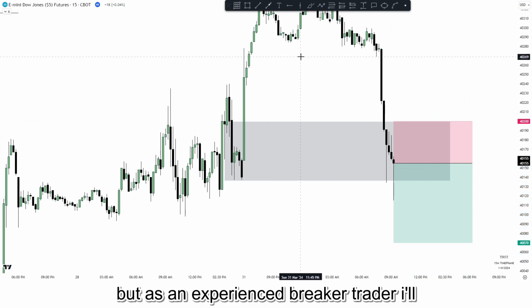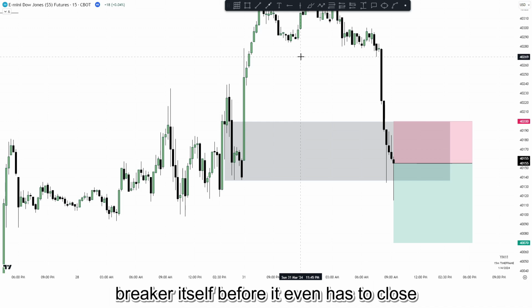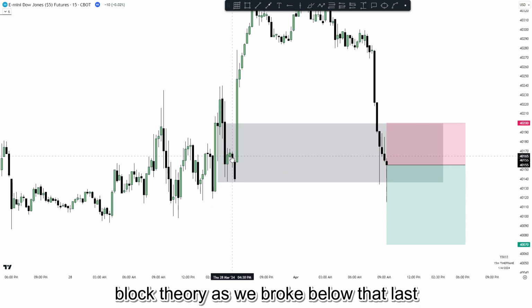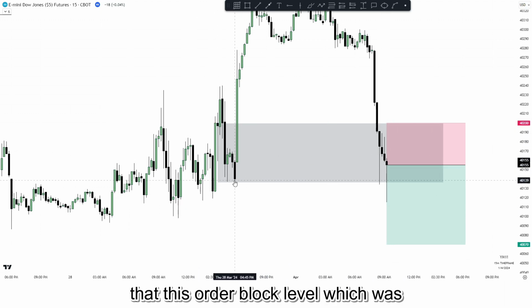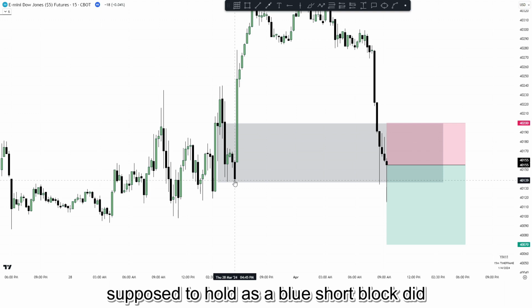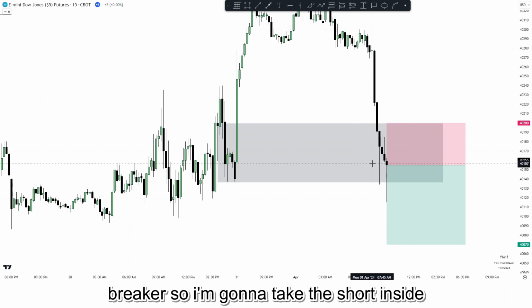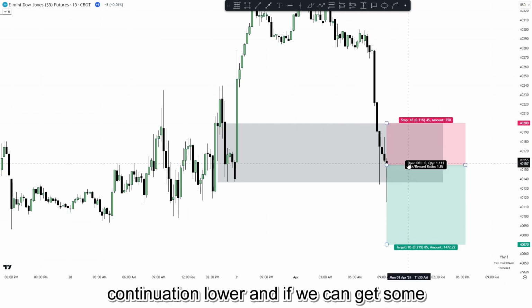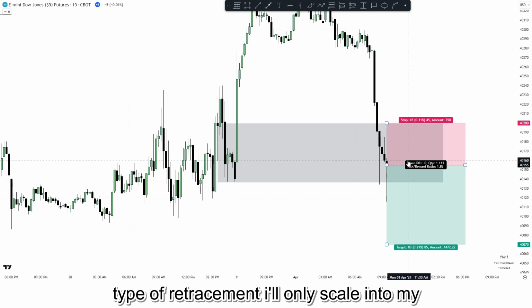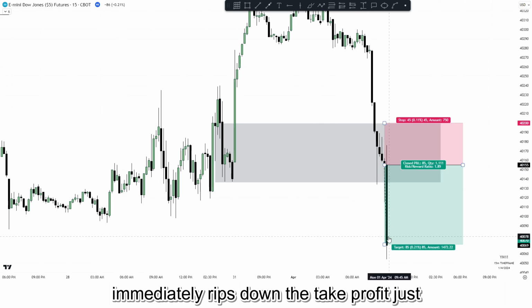But as an experienced breaker trader, I'll actually take the trade inside of the breaker itself before it even has to close below it because of this inverted order block theory. As we broke below that last down close candle, this now suggests to me that this order block level, which was supposed to hold as a bullish order block, did not hold. So more likely than not, this is a bearish breaker. So I'm gonna take the short inside of that bearish breaker, anticipating that continuation lower. And if we can get some type of retracement, I'll only scale into my position. And let's see what happens from here. Price immediately rips down to take profit, just like so.